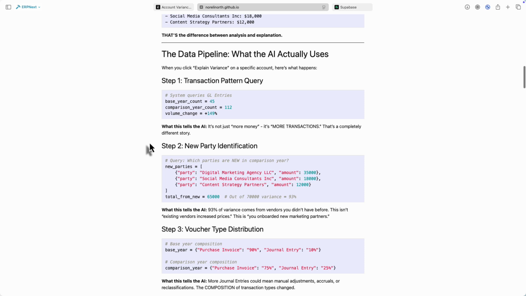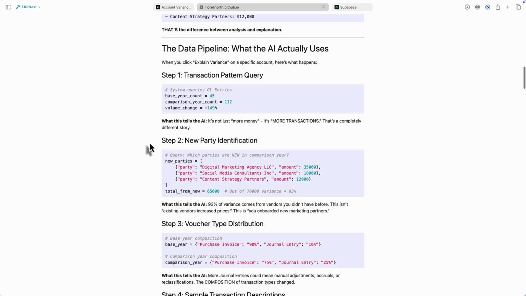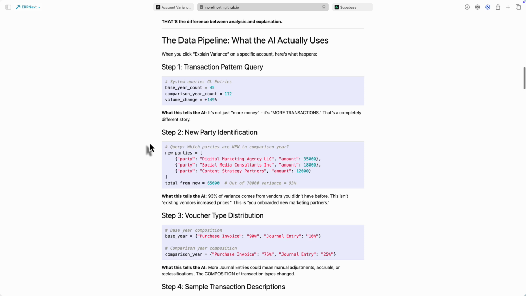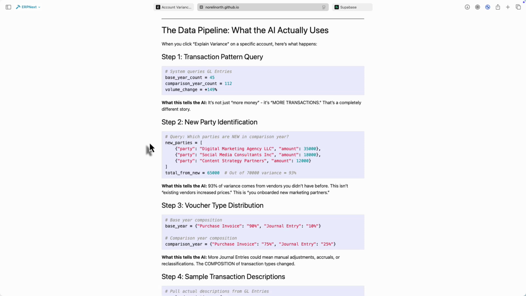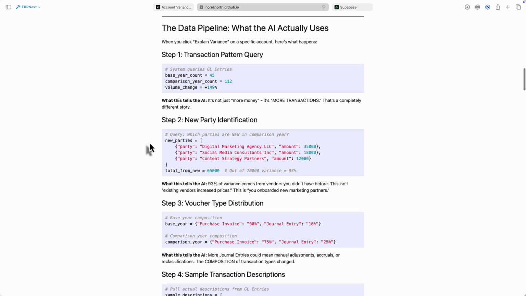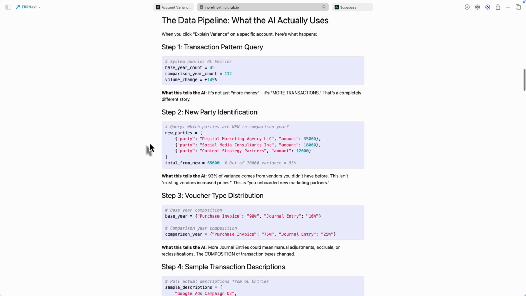This is the part that gets me pumped. When you ask for an AI explanation on a specific account, the system pulls actual data from your transactions. Watch what happens. Step 1, Transaction Pattern Query. The system queries your GL entries. How many transactions in the base year? How many in the comparison year? The AI now knows this isn't just more money. It's more transactions. That's a completely different story.